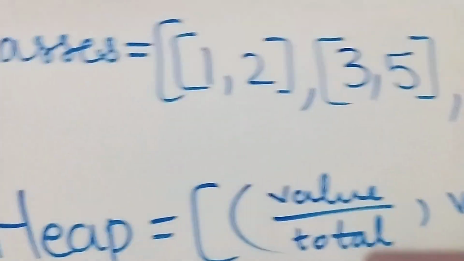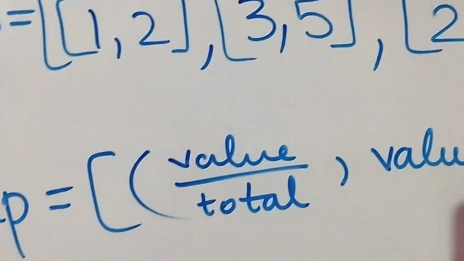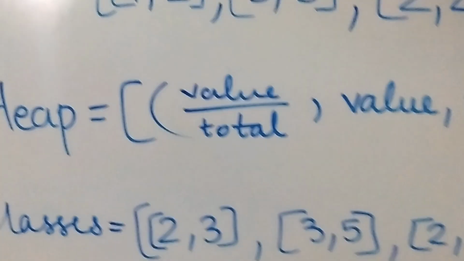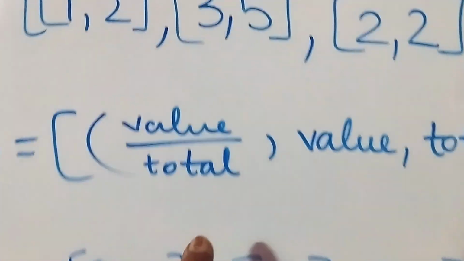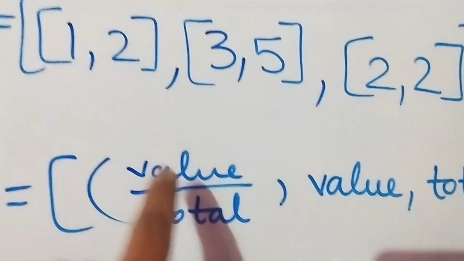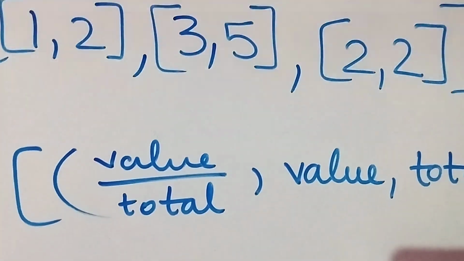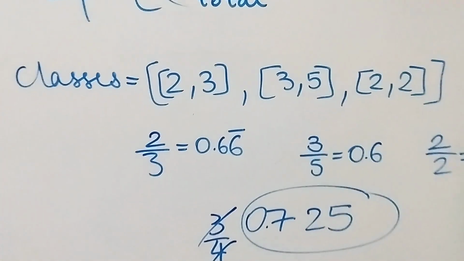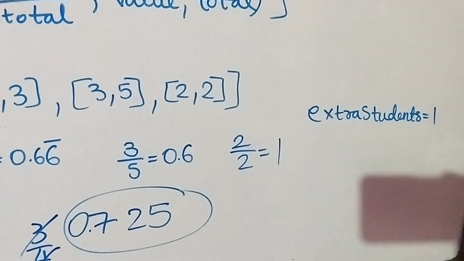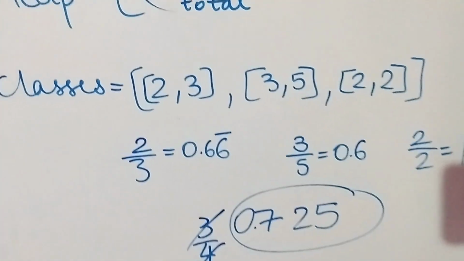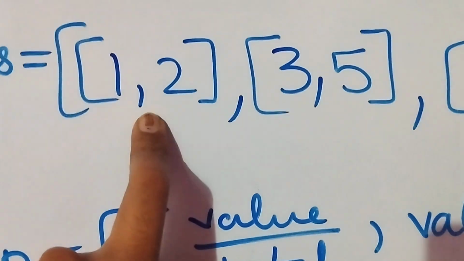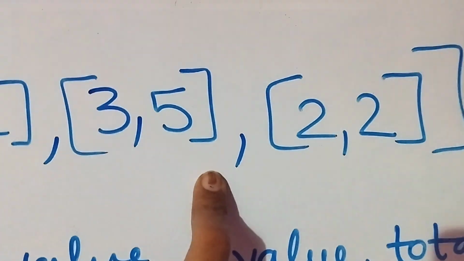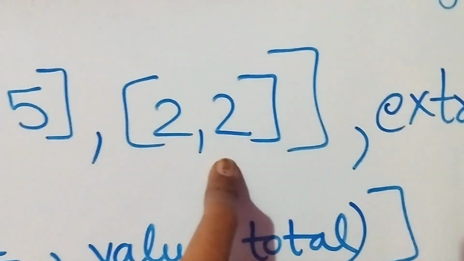The first thing that came to my mind was that we should create a priority queue, that is a heap, and whichever ratio is less, that is this value upon total, we will add +1 to it, but that is not working because 1 upon 2 will give us a ratio of 0.5, right? And this will give a ratio of 3 upon 5, 0.6, and this will be 1.